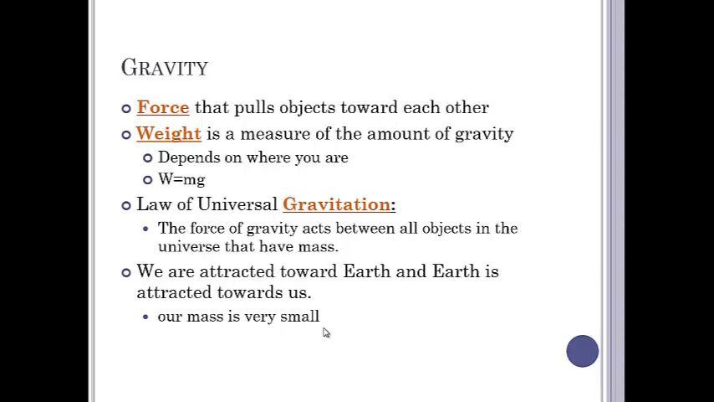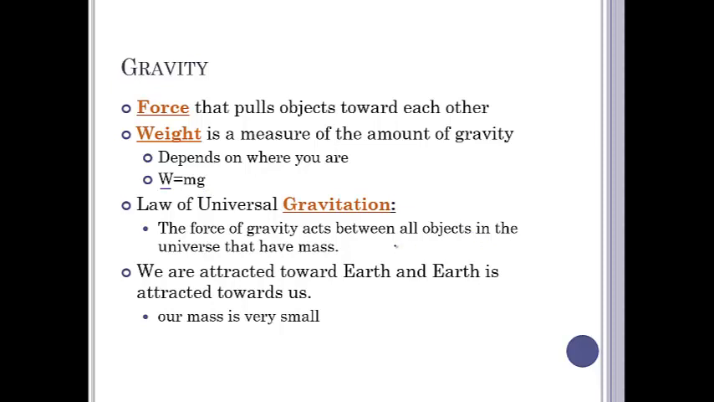Gravity is something that we know really well here on Earth, and it's a force that pulls objects towards each other. Now, your weight is a measure of the amount of gravity on the object, so it really depends on where you are. Your weight here on Earth is going to be different than your weight on the moon. Your mass will probably be the same between here and the moon, but your weight will be different. The way that we can calculate weight is that weight, which stands for W, equals mass times the gravity. Because gravity is always here on Earth, that's going to be a constant number.